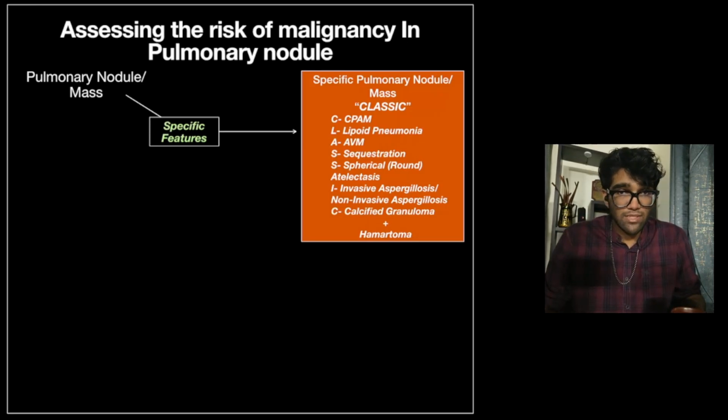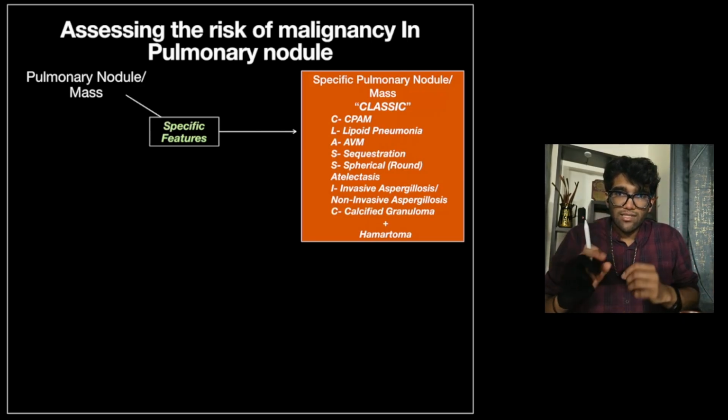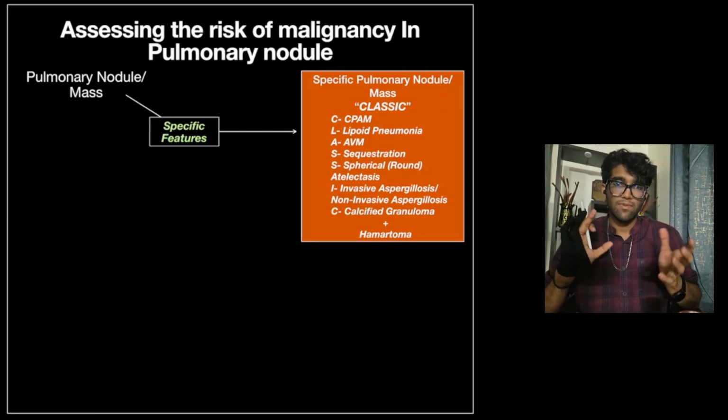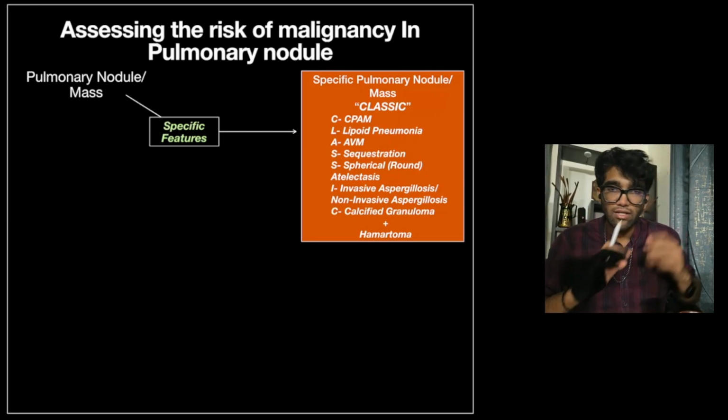S stands for sequestration, which is again a congenital malformation, where the part of the lung is actually getting its blood supply not from the pulmonary artery, but from the bronchial artery, and is not in continuation with the general respiratory pathway.